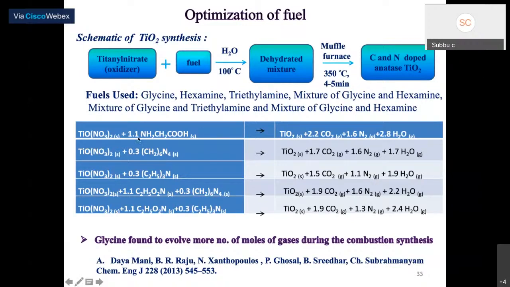Now the way I'm showing the stoichiometric equations, this is a fixed one for me. In one case, I used glycine. In another case, I used hexamine. In another case, we used trimethylamine, triethylamine. Like that, I varied it. When I make all the stoichiometric equations, the fuel that gives you the highest number of moles of gases normally gives you the better properties.